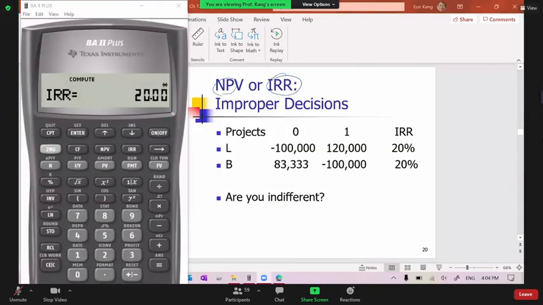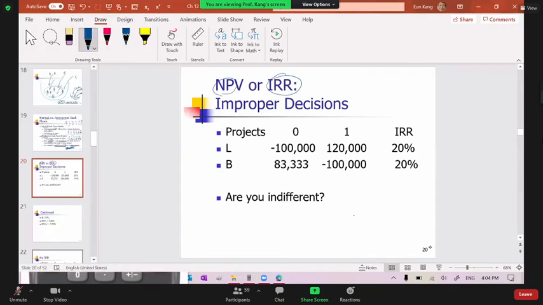That's correct. Actually, both have the same IRR, right? Same IRR. But L is actually lending. Actually, L means lending. This is borrowing.